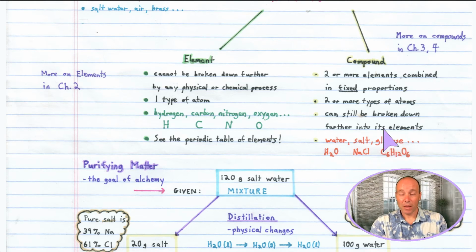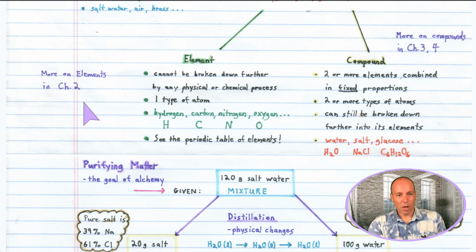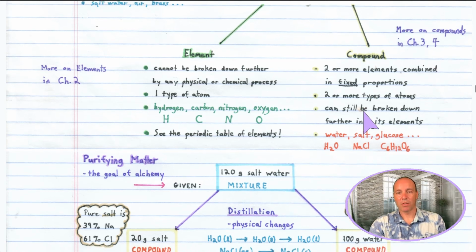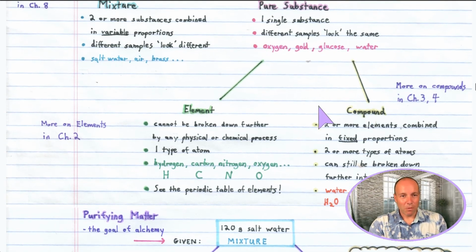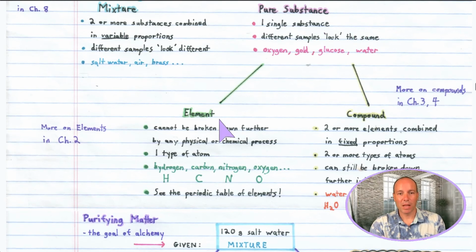Now, compounds, like we said, can still be broken down into their elements. Elements cannot be broken down any further. So we will talk more about elements and compounds in later chapters. But before we end this lecture, we've been through kind of a lot, and I think we can get a better grip on these terms: mixtures and elements and compounds, and variable proportions and fixed proportions. That's a lot of stuff there.